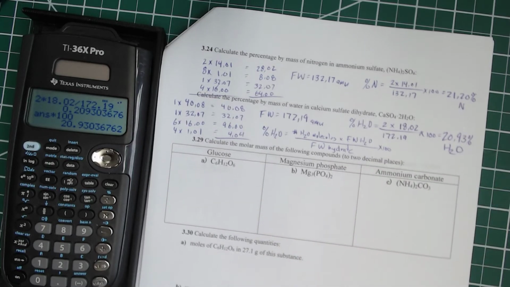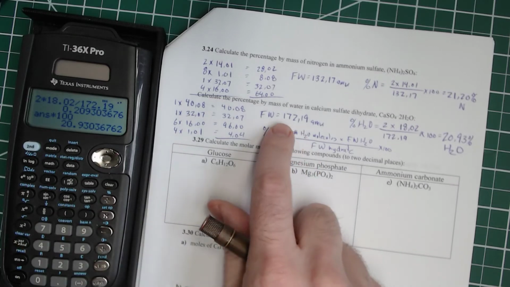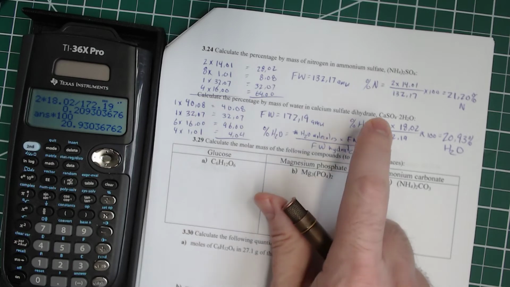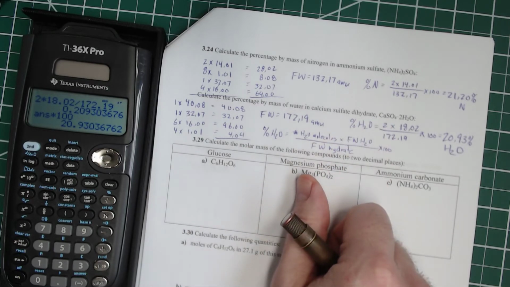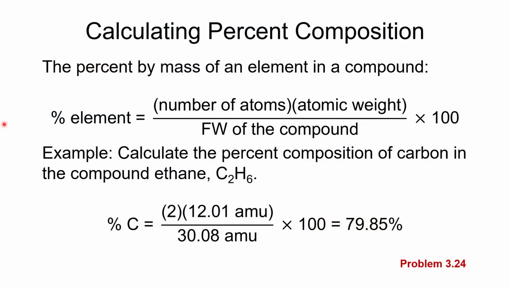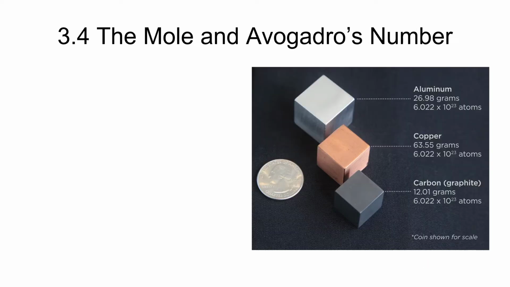All right. So that is calculating percent of an element and also calculating percent water in a hydrate. And that is a useful calculation to be able to do. All right. So now what we want to do is we want to move on to the mole. So the mole and Avogadro's number.